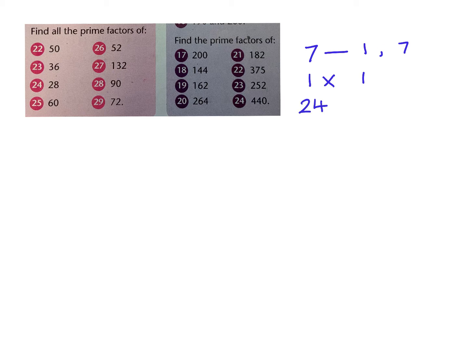24 is what we call a composite number because it has lots of factors. It's got 1 and its pair 24, 2 and 12. 3 goes into it because if I add 2 plus 4, that equals 6, so that must be in the 3 times table. So 3 goes into 24 8 times. 4 goes into 24 6 times.